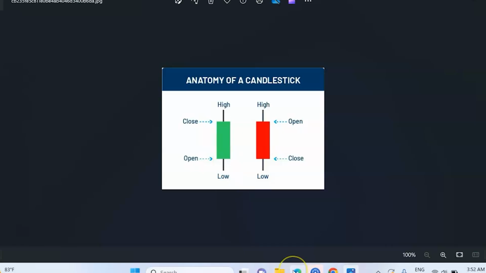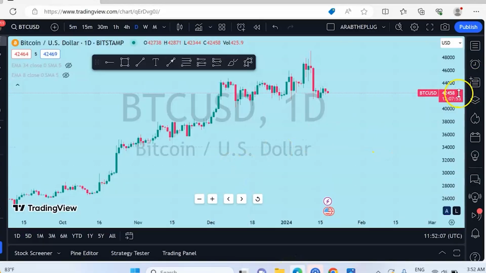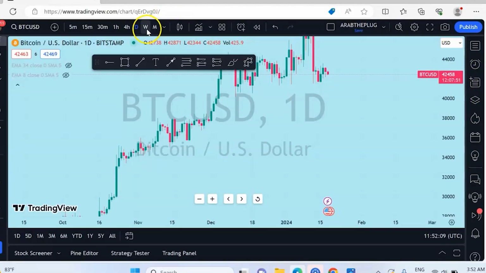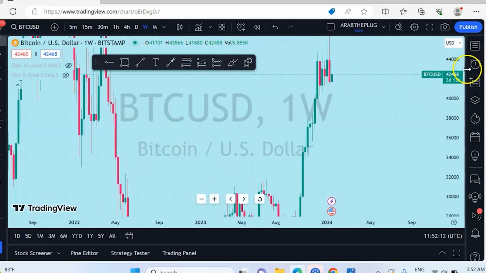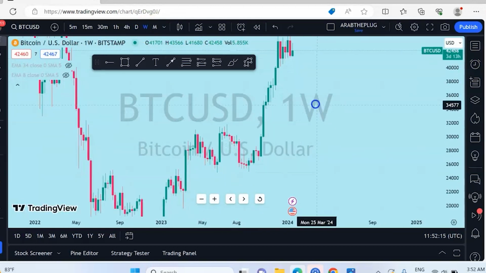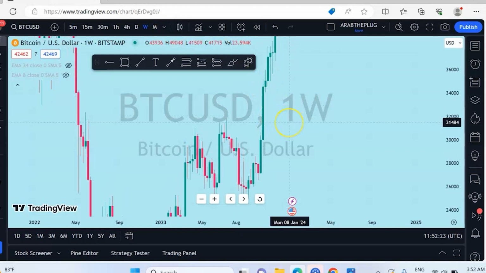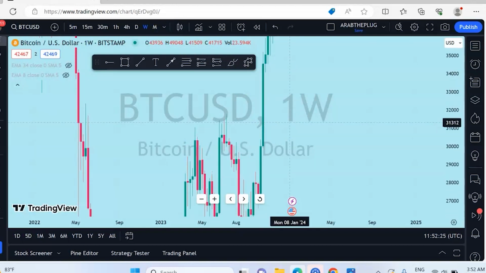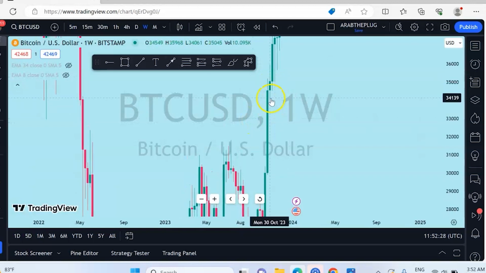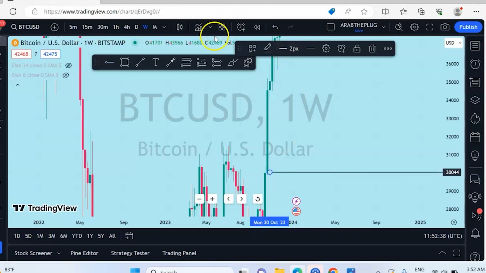So let's go on our chart and look at something similar. If you go on this Bitcoin chart, let's go on a weekly time frame. You see this is a weekly time frame. The candles are bigger. This particular candle, which started on Monday 23rd of October 2023, is a bullish candle. So you can see that. I'm trying to zoom this up. So this particular candle that my cursor is touching, you can see that the movement started at this point, 30,044. That is the opening price of that candle.